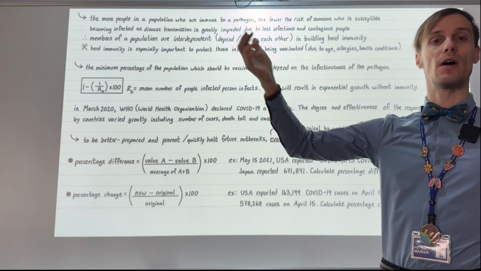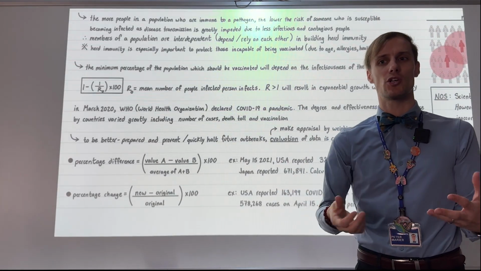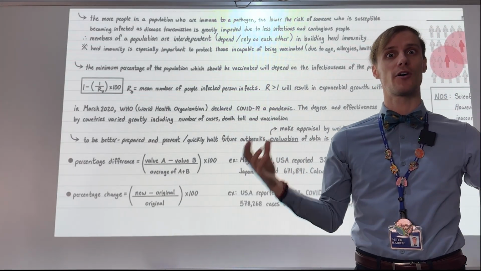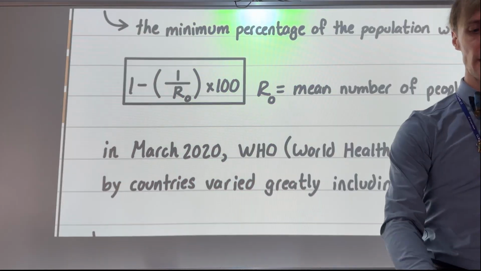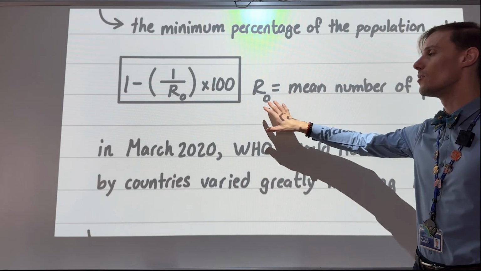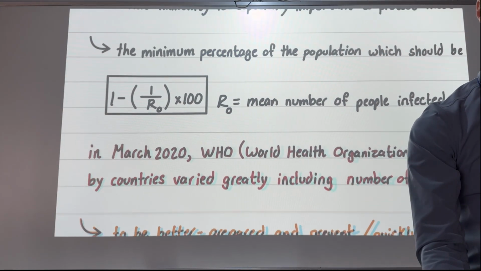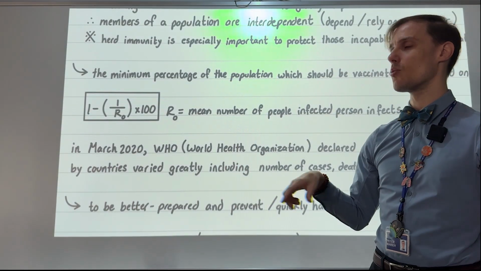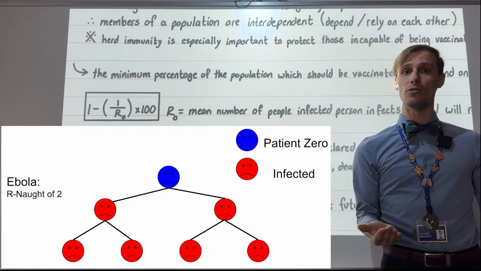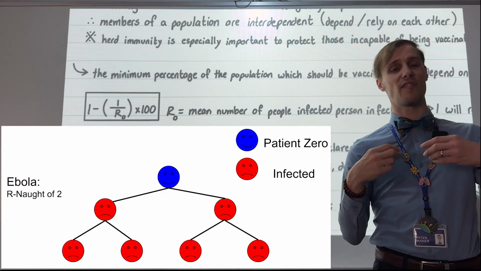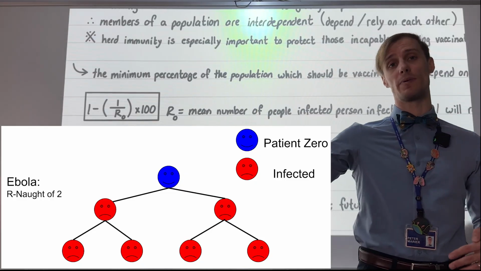countless different studies. How do we determine what percentage of the population should actually be immune in order to have herd immunity? And that's where this nifty little formula comes in. And this relies on something called the R0 value. So the R0 value is effectively the mean number of people that an infected person will infect. So if there is an R0 value of 2, then this means that if you're infected with this pathogen, then on average, you're going to infect 2 more people.